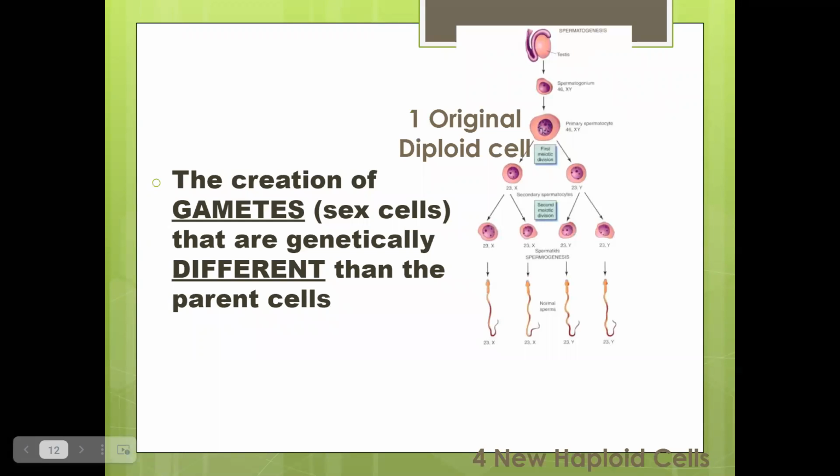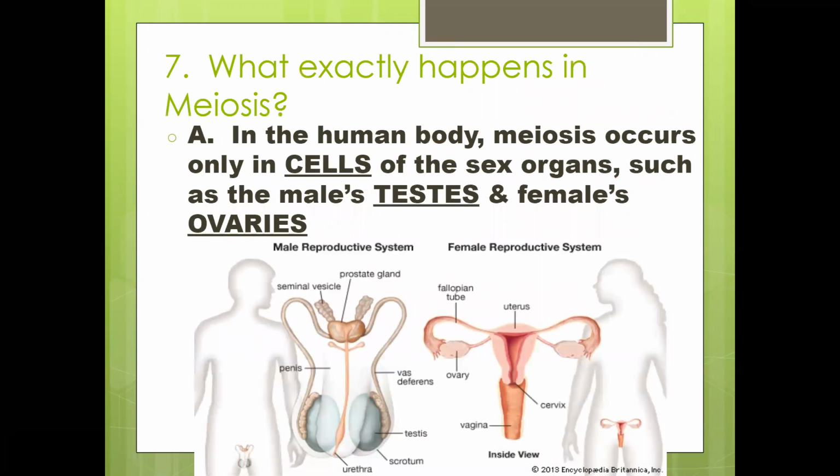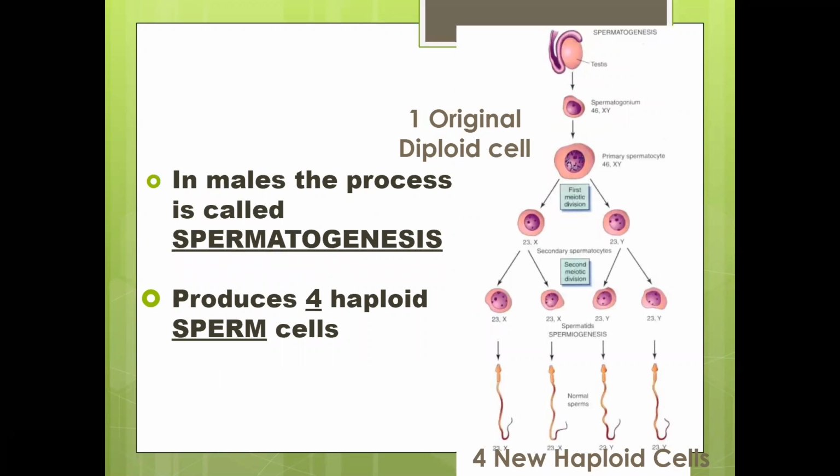So that's why we have to split the genetic information in half to recombine it to get a cell or a zygote with a normal amount of genetic material in it. So what exactly happens there in meiosis? It's only going to occur in cells of the sex organs. So in males, it's going to occur in cells in the testes, and in females, it's going to occur in the ovaries. That process in males is referred to as spermatogenesis, and it's going to produce 4 functional haploid sperm cells that you can see down at the bottom of that diagram on the right.